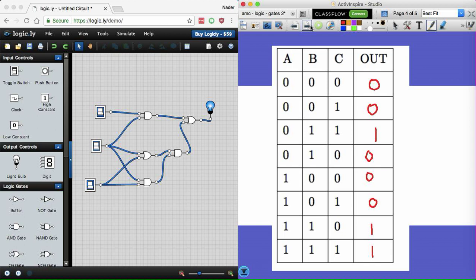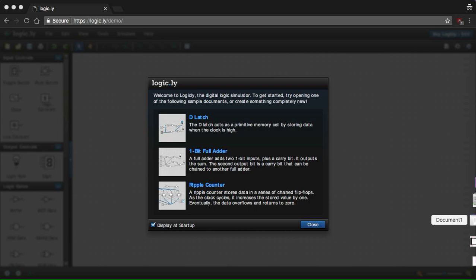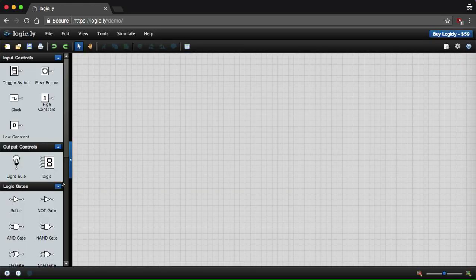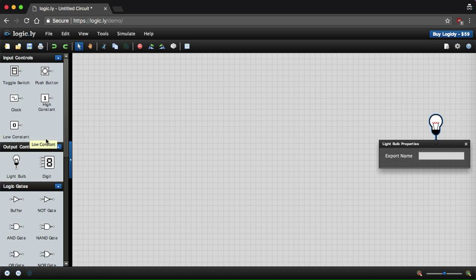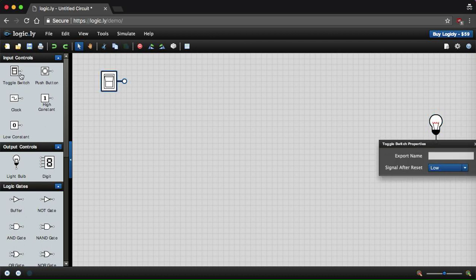So let me show you in short how you make one of these things. You're going to log on to this website, and this will be on this board in just a moment, logic.ly/demo. I think I already have a window of it open here. Okay, so when you type that in, you get here. What you're going to do is drag a light bulb over first. That's your output. And I believe all the problems I've made for you have 3 inputs. So those are going to be our toggle switches. You just drag and drop.